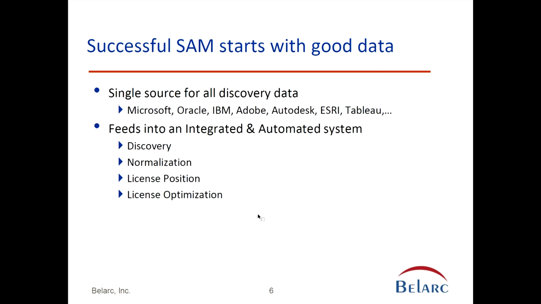So again, our thesis is that you really need to start with a single source for discovery data, covering all the major vendors, Microsoft, Oracle, database, middleware, IBM database, middleware, and lots of expensive software on your desktops or cloud, Adobe, Autodesk, ESRI, Tableau, and many, many more. And then this data then needs to feed into an automated and integrated system of normalization, license position, and then license optimization.